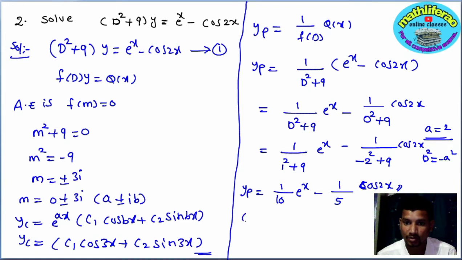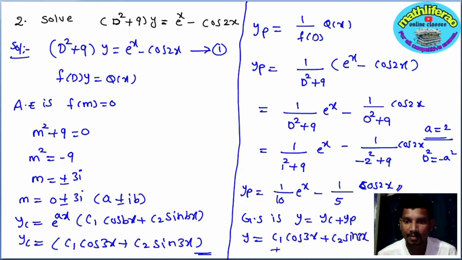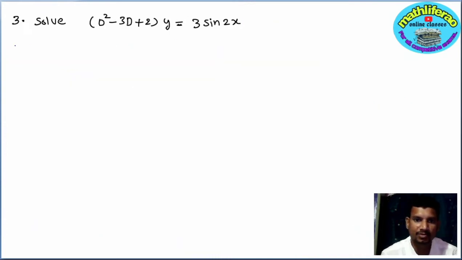Then the general solution is y equal to yc plus yp. So here y equals c1 cos 3x plus c2 sin 3x plus 1 by 10 into e power x minus 1 by 5 into cos 2x. This is your answer. Here is the next question.